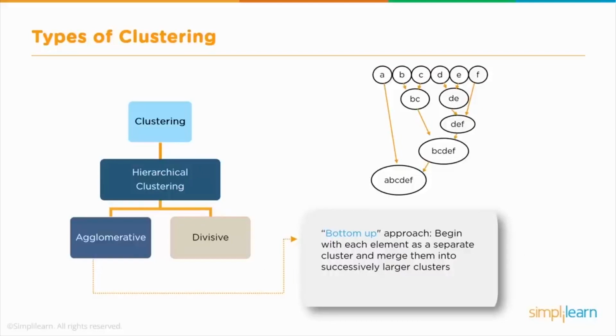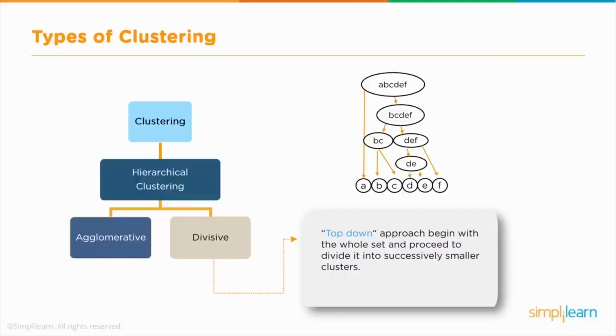Agglomerative clustering is a bottom-up approach. We begin with each element as a separate cluster and merge them into successively larger clusters. So for example, we have A, B, C, D, E, F. We start by combining B and C to form one cluster, D and E to form one more. Then we combine D, E and F into one more bigger cluster, and then add B, C to that, and then finally A to it.